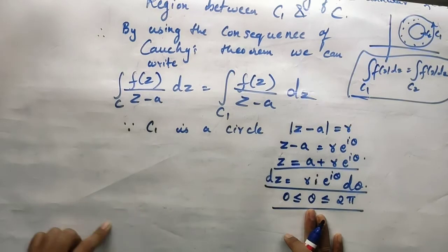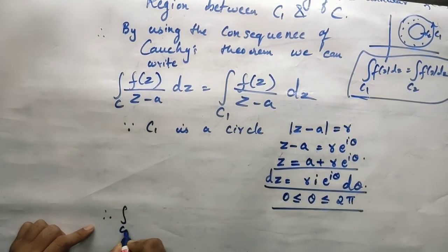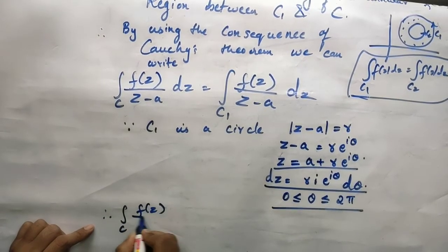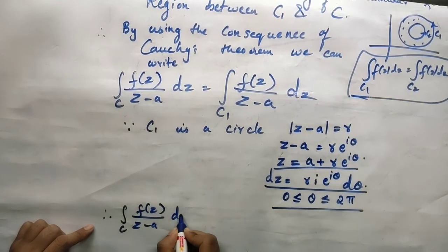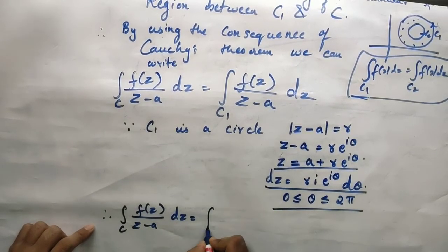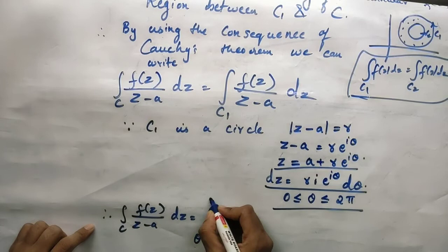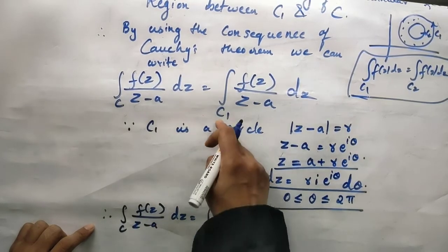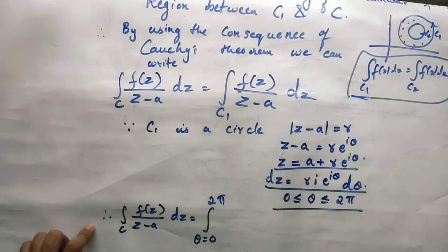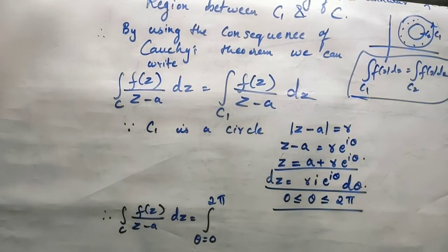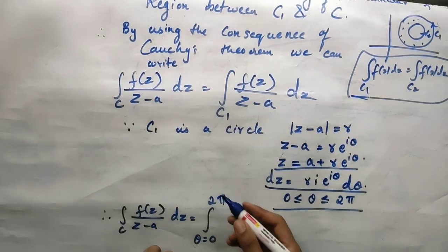So what do I get? Therefore, integration over the curve C of f of z divided by z minus a dz will be equal to integration with theta varying from 0 to 2 pi, because along the curve C1 we know theta is varying from 0 to 2 pi. Because you are taking the integration throughout the curve C1, not a part of it. So it will be theta varying from 0 to 2 pi.